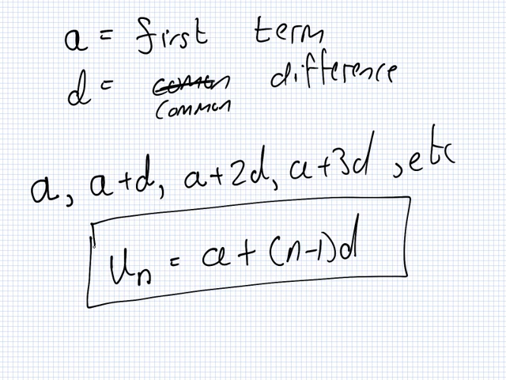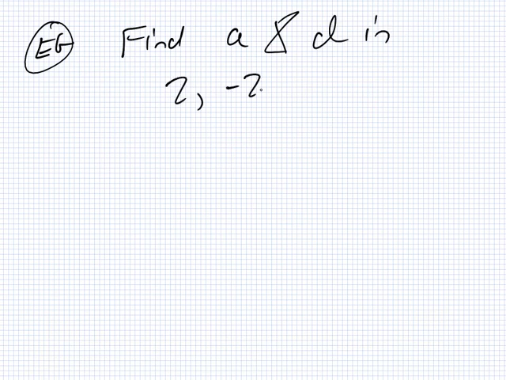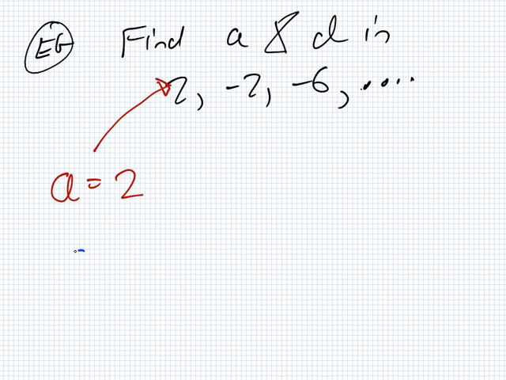Okay. Can I scroll down? Yes? Thank you. Right, so let's start with a simple example first. Find A and D in this sequence. 2, -2, -6, dot, dot, dot. Okay, to find the A, that's easy. The A is always the first term, so that's 2. The D is what you add here. So in this case we have to add -4. So -4 and -4.